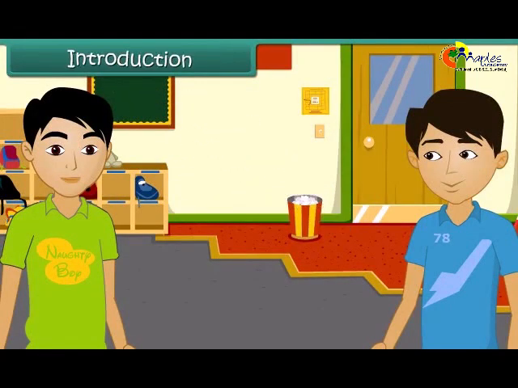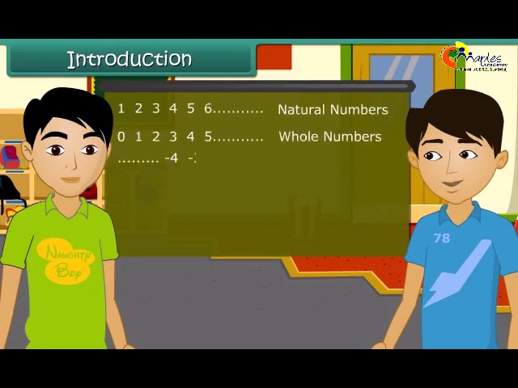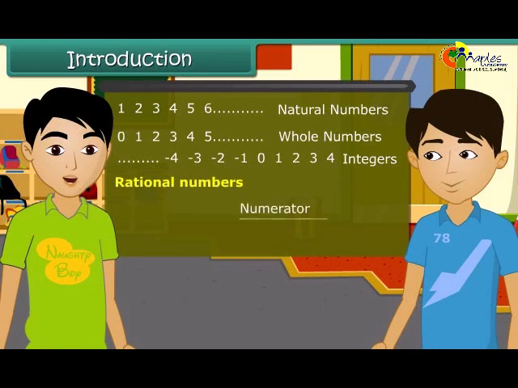What are you doing, Amit? Hey, Rahul, come. Today our maths teacher taught us a new topic, rational numbers. I know about natural numbers, whole numbers and integers. But what are the rational numbers? These numbers are in the form numerator by denominator, where numerator is either 0 or a positive integer, and the denominator a positive integer. I did not understand. Come, I will explain you.